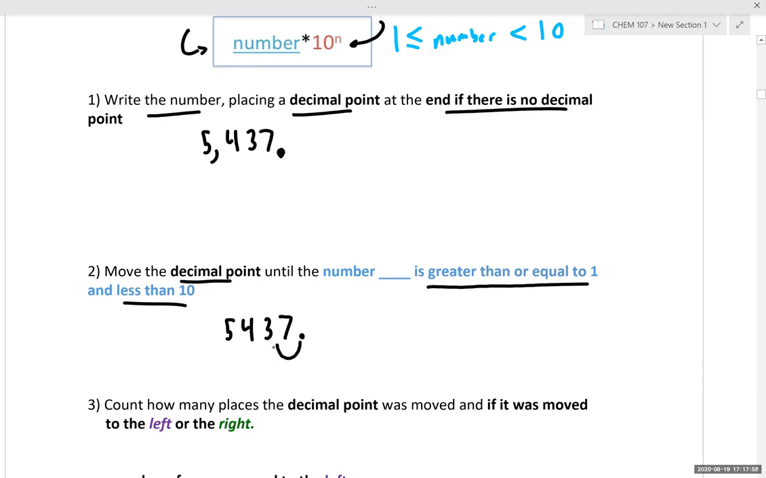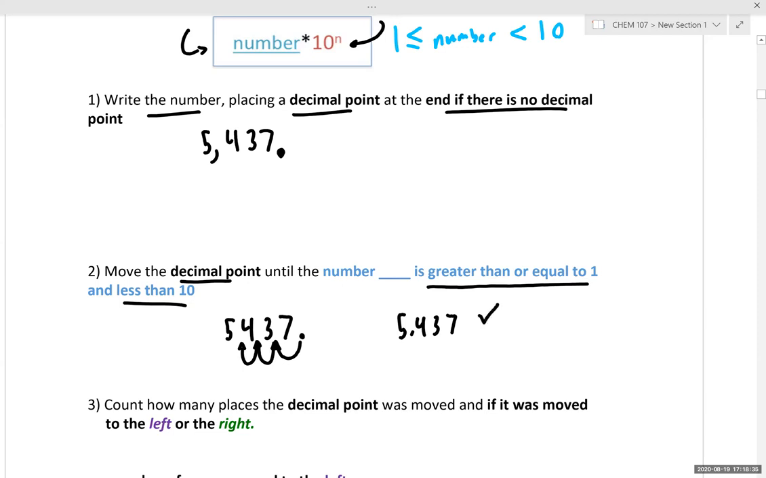If I move my decimal point over one time to the left, do I have a number between 1 and 10? Is 543 between 1 and 10? No. So let's try one more time. Okay. What about 54.3? Is that between 1 and 10? I see a lot of no's in the chat. Let's try one more time. Is 5.437 between 1 and 10? Yes, so we put a check mark.